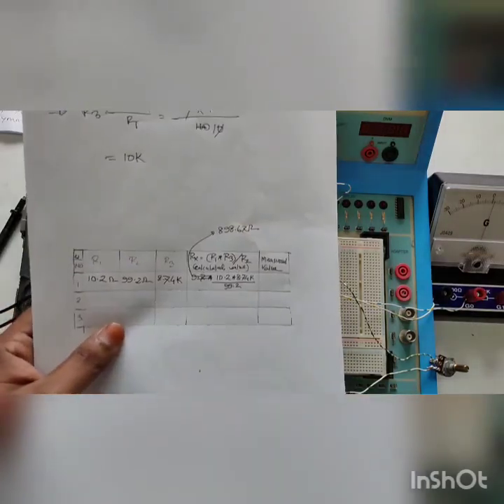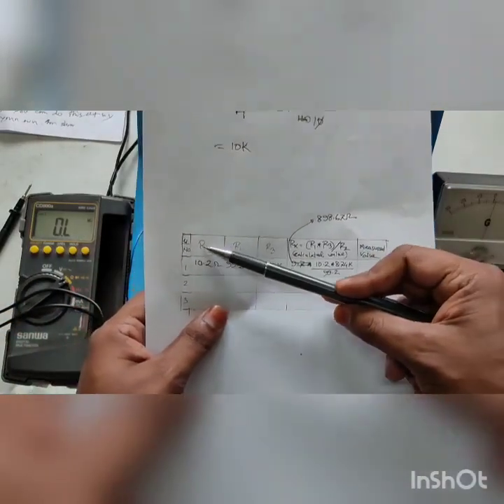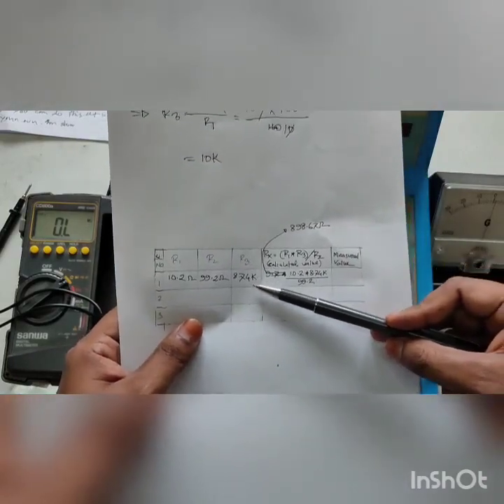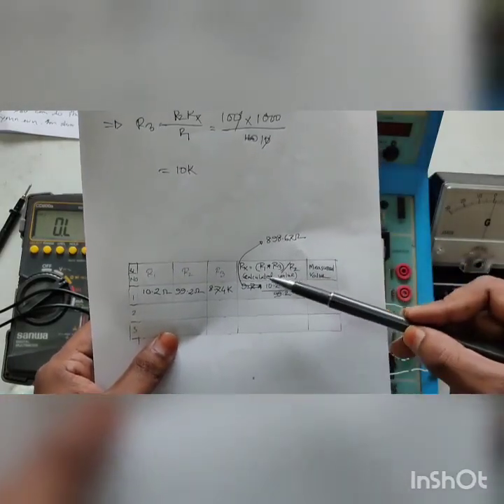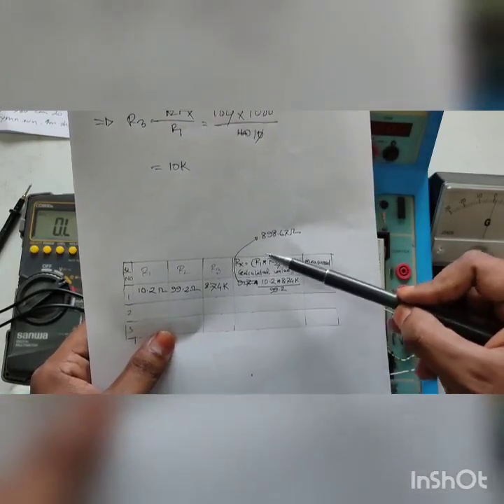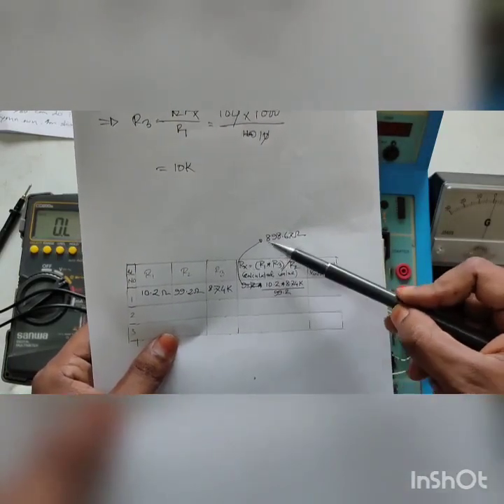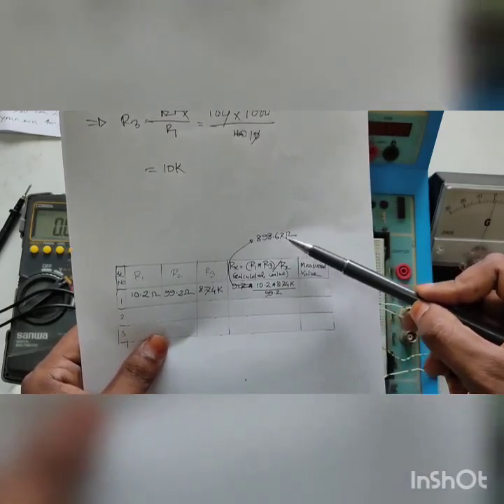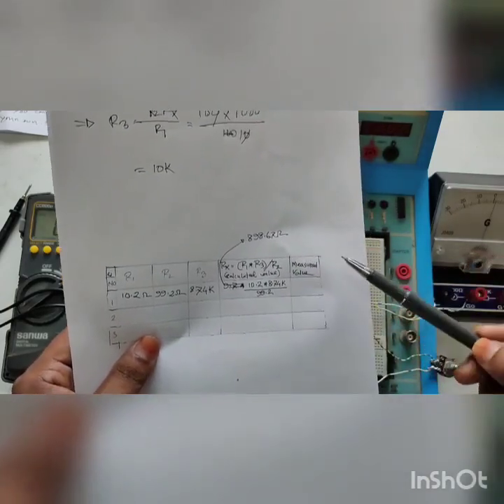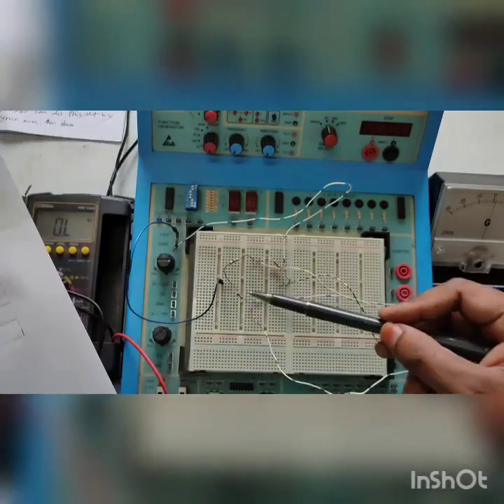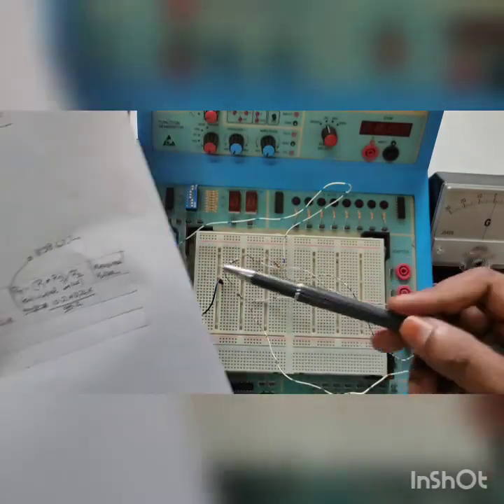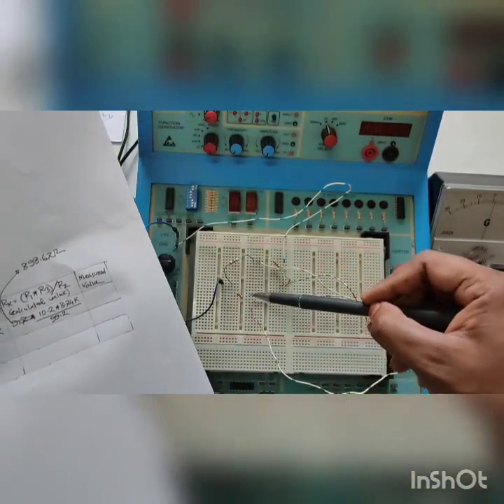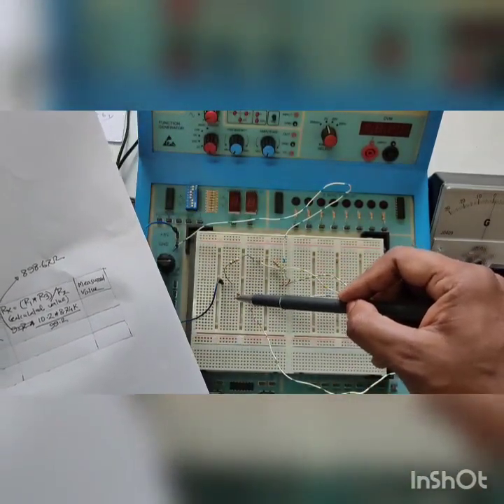So this is our value. This is the R1, this is the R2, and this is the R3 value. So by using this formula, we get the value of Rx is 898.67 ohm. Now we have to measure the unknown resistance value. So this is the calculated value, and now we are going to measure this value practically.